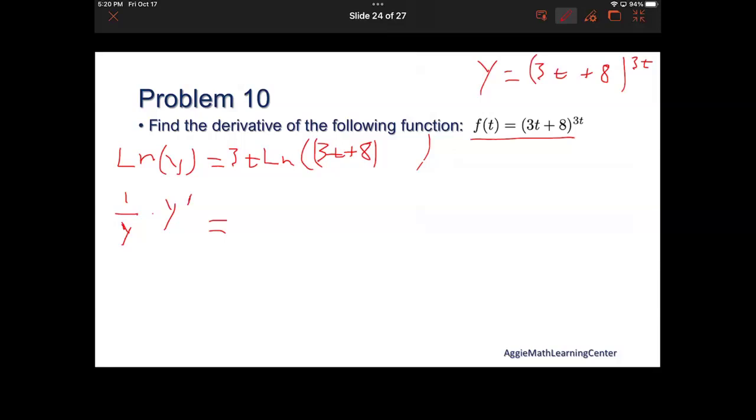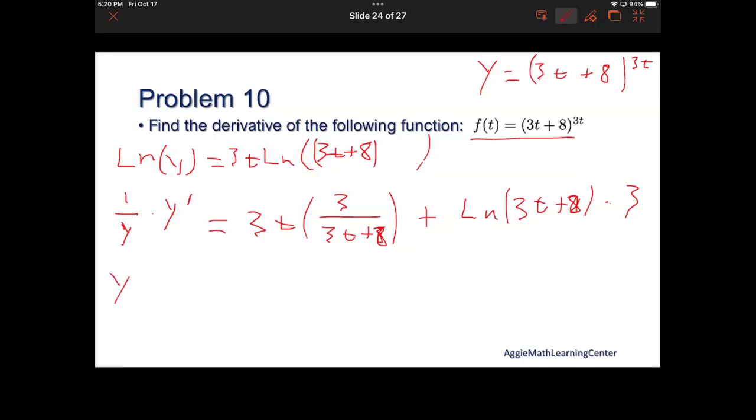times, then we have a product rule. So it's going to be the first times the derivative of the second. That's going to be 3 over 3t plus 8, plus the second, ln of 3t plus 8, times the derivative of the first, which is 3. And then I want to solve for y prime. So y prime is equal to this whole expression times y.